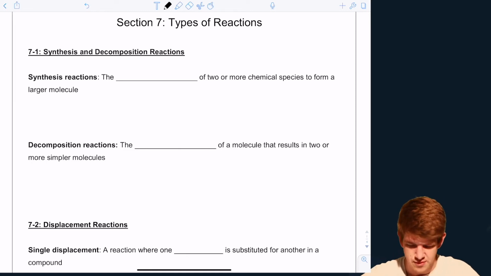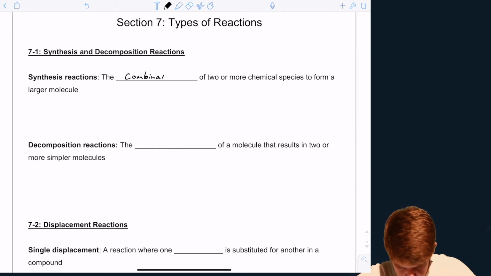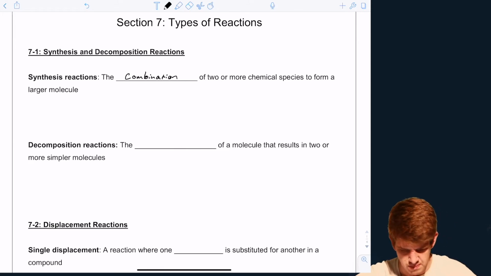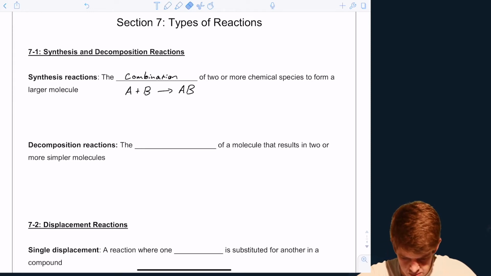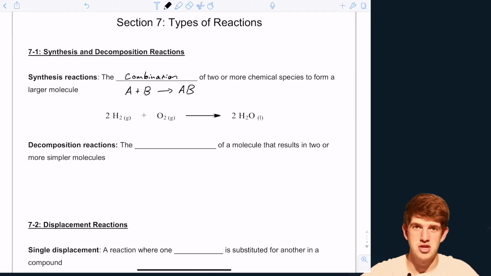Let's look at the different types of reactions. So the first one is going to be the synthesis reaction. And the synthesis reaction is just going to be the combination of two or more chemical species to form a larger molecule. So the general structure just looks something like A plus B reacts to form AB. And so an example of this would just be the formation of water from hydrogen gas and oxygen gas.